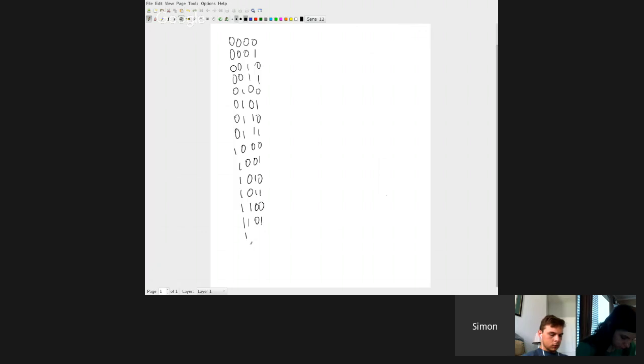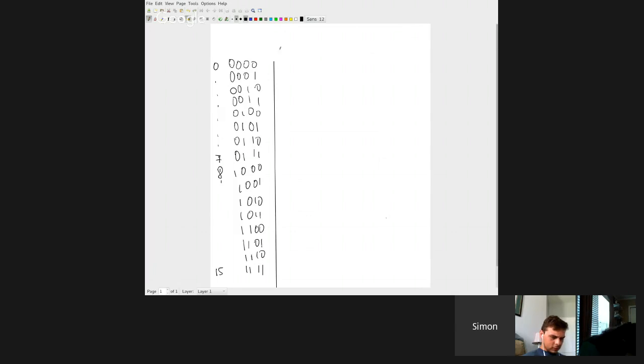So there is a pattern that I follow to write these numbers. And this is how you can represent numbers from 0 all the way to 16, actually to 15. So this is number 7, this is number 8, and you can just keep on counting. So this is the binary notation.